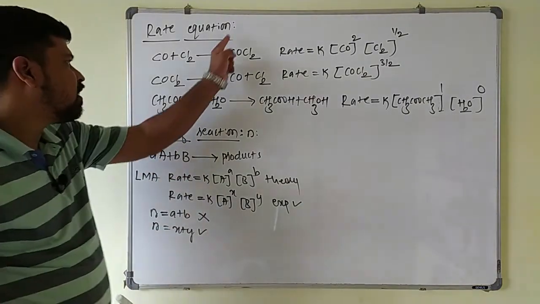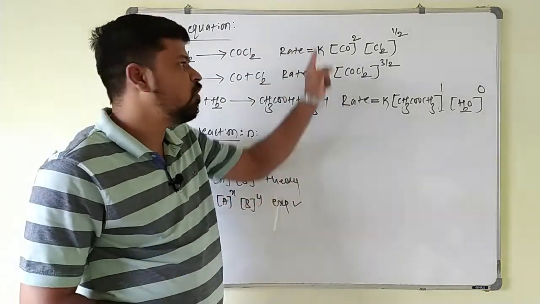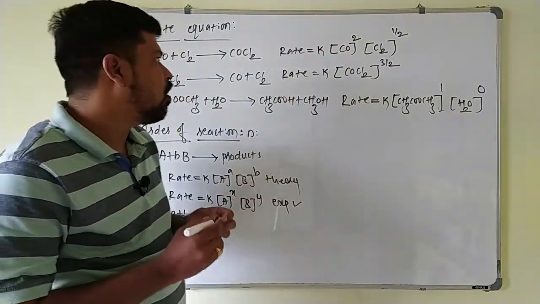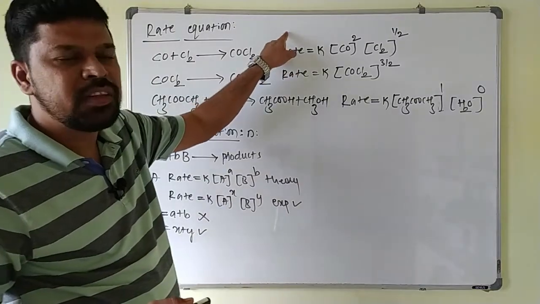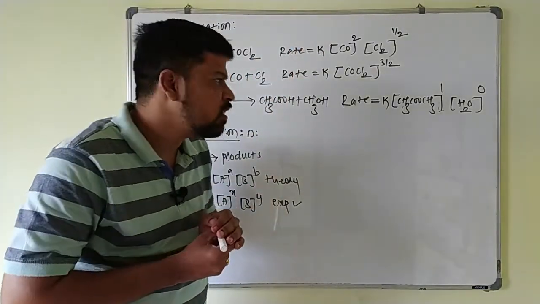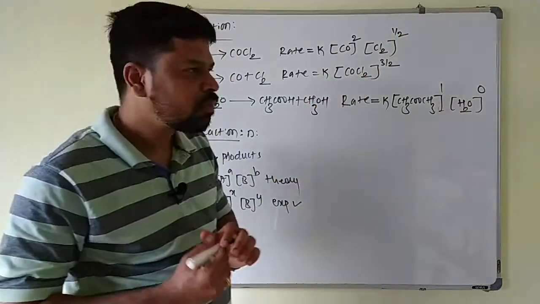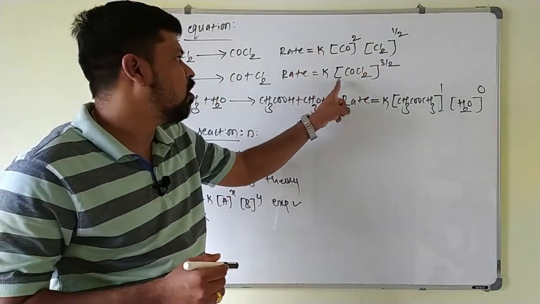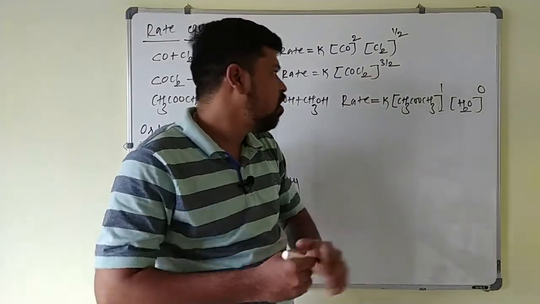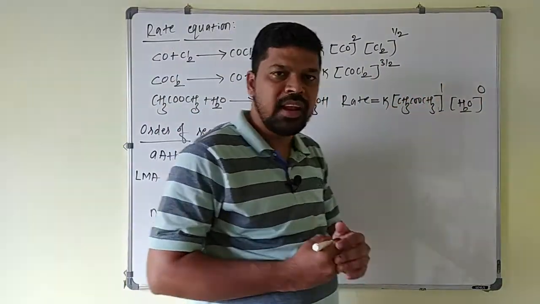So now these are the experimentally obtained rate equations for these reactions. So what will be the order of this reaction? Order of this reaction is the sum of the powers of concentration term, 2 plus 1 by 2. The total value will be the order of this reaction. So what is the order of this reaction? This is only 3 by 2. Order of this reaction is 1 plus 0. Like that it is.